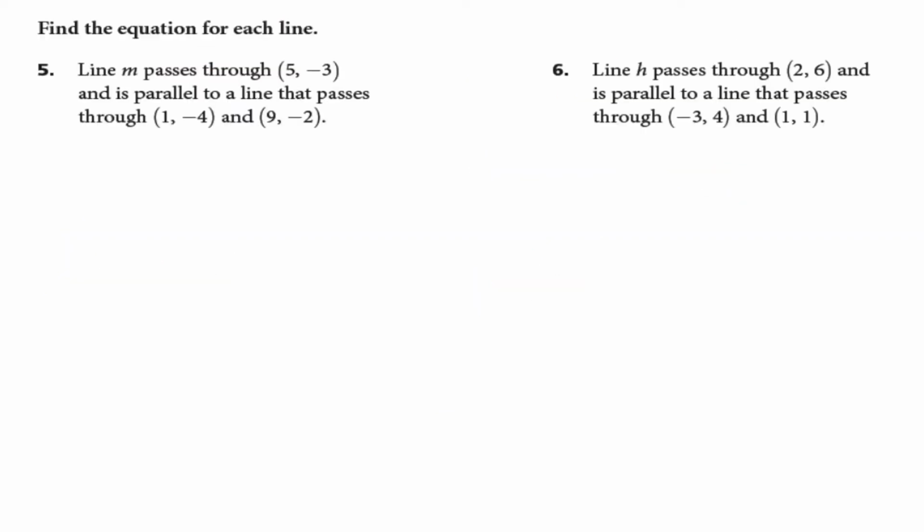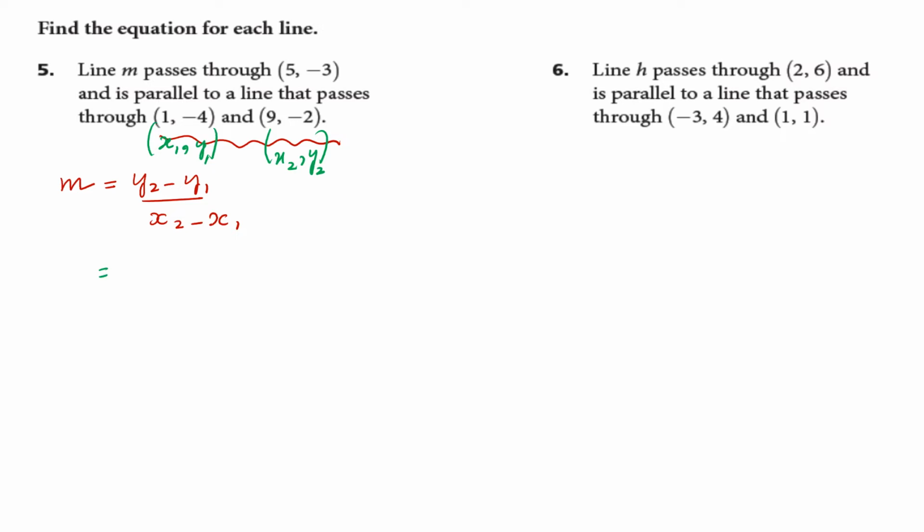Find the equation of each line passing through (5, -3) and is parallel to the line that passes through these 2 points. Now look at this. Here, in the previous example, the slope was given in the form of an equation. Here the slope is not given, so you have to determine the slope by using the formula y2 minus y1 over x2 minus x1. So label one point as x1 and y1 and the other point as x2 and y2.